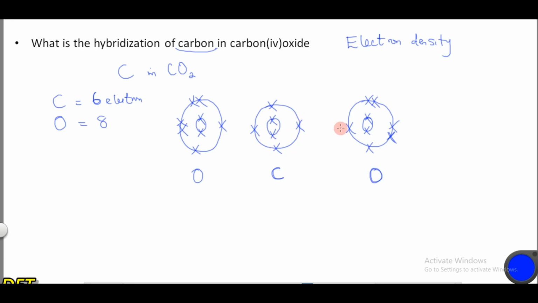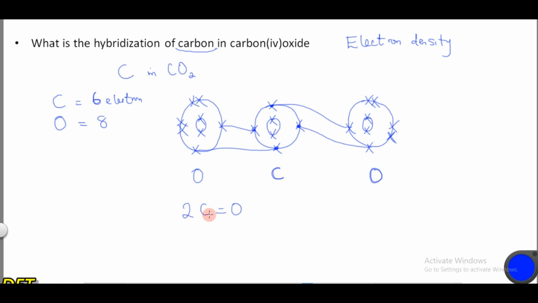So this electron from this carbon will bind with this electron from the oxygen. This electron from this carbon will bind with the electron from this oxygen. This electron from this carbon will bind with electron from this oxygen. This electron from this carbon will bind with electron from this oxygen. So in this compound, we have 2 carbon to oxygen double bonds. This is a double bond. This is another double bond.